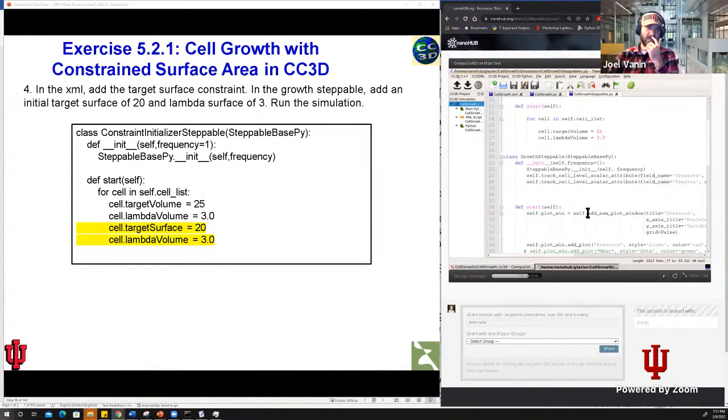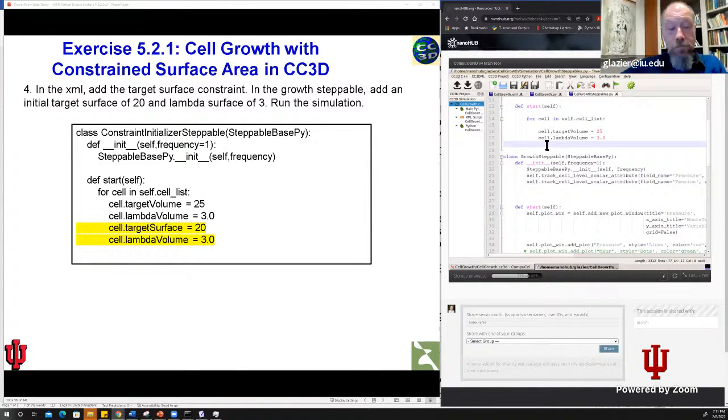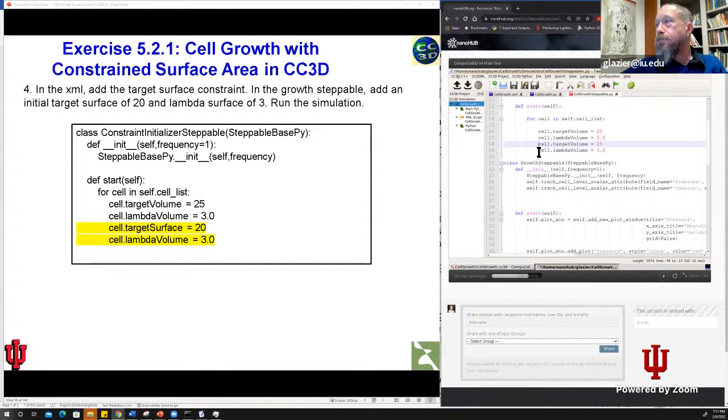Hey, I just want to tell you, there is, I think, just a mistyping. Instead of lambda volume there, I think it should be lambda surface, shouldn't it? Oh, yes, thank you. I'll fix that. That is a classic cut and paste error.